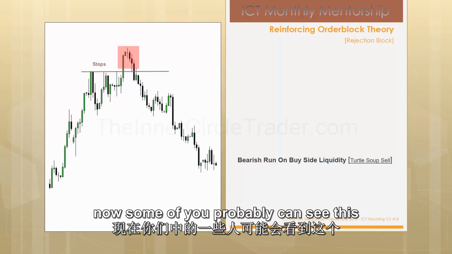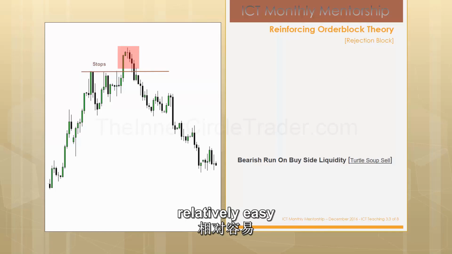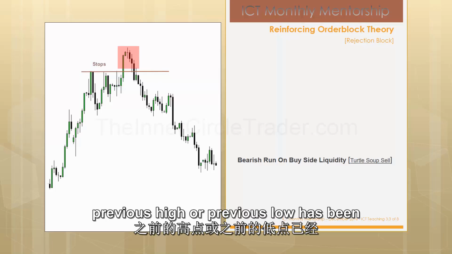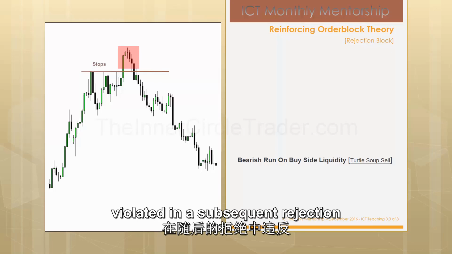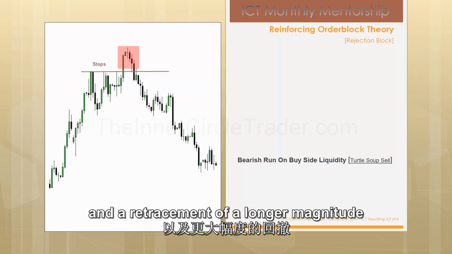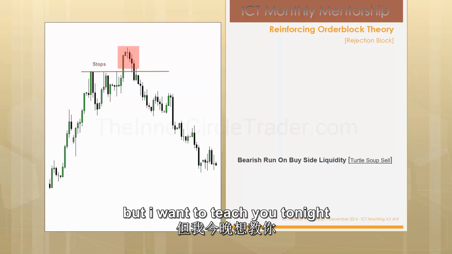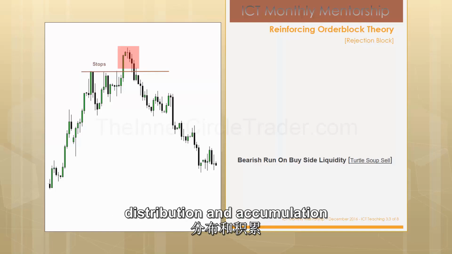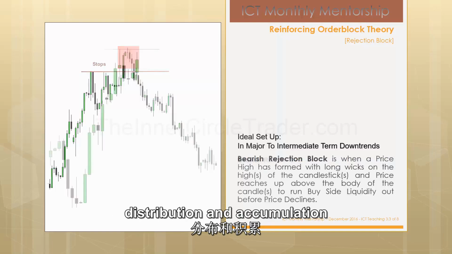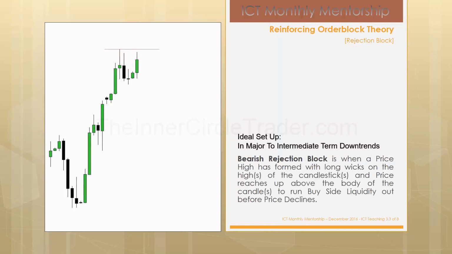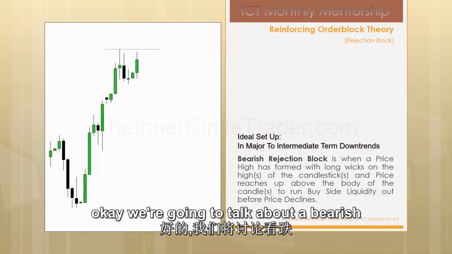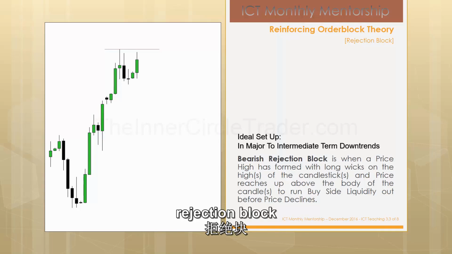Now, some of you probably can see this relatively easily in the chart formations, how a previous high or a previous low has been violated, and then a subsequent rejection and a retracement of a longer magnitude. But I want to teach you tonight a different approach to looking at distribution and accumulation. Okay, look at this pattern here. We're going to talk about a bearish rejection block.